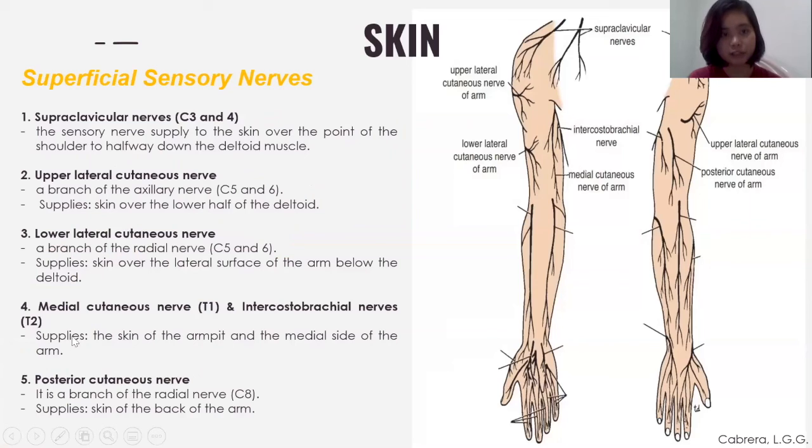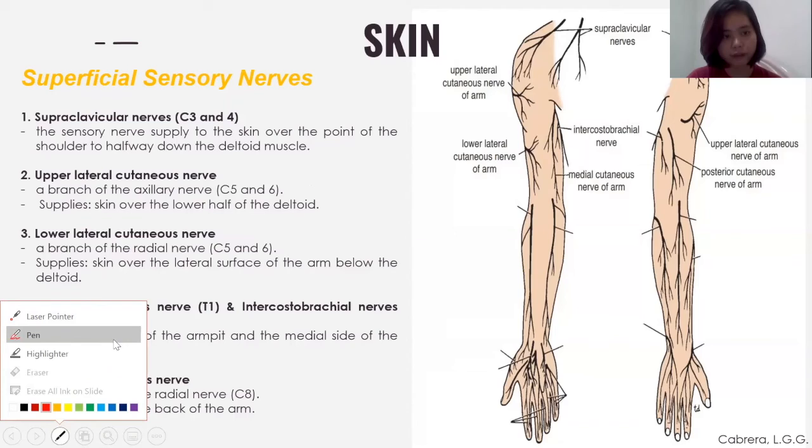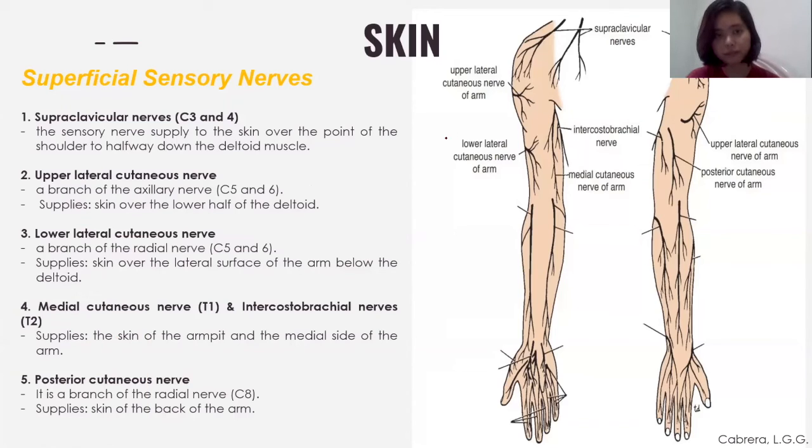First is the superficial sensory nerves of the skin of the upper arm. For the nerves, we have 6 nerves. First is the supraclavicular nerves, which is located in the upper part, and it is the sensory nerve supplied to the skin over the point of the shoulder to halfway down the deltoid muscle. The deltoid muscle is a thick triangular shoulder muscle which should be located right here.